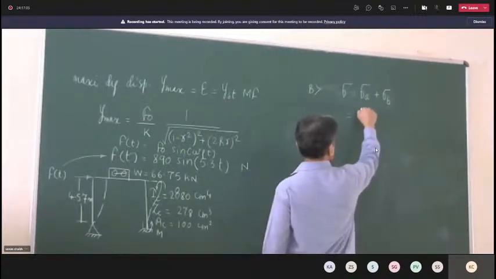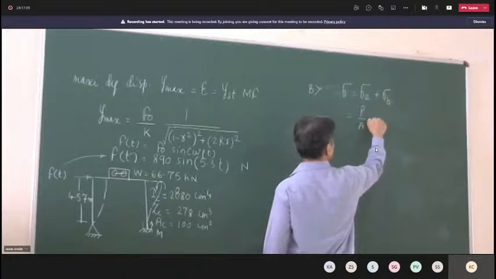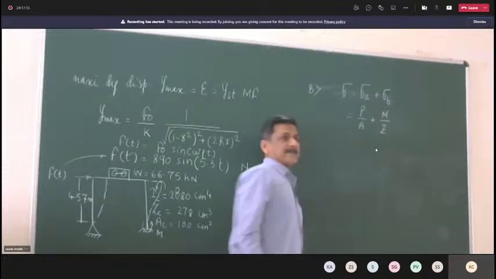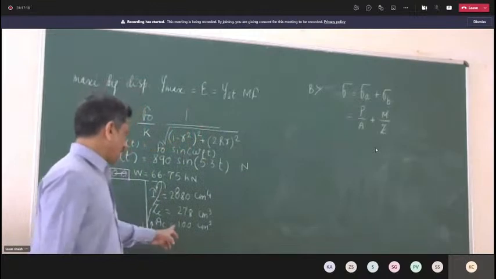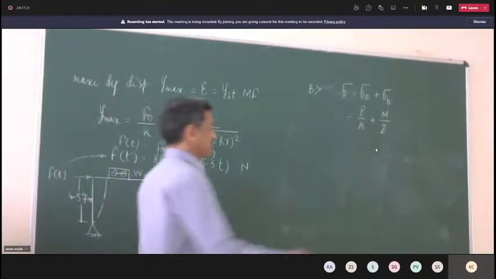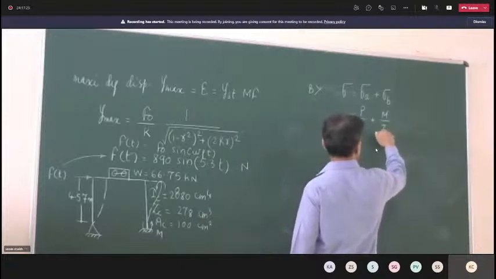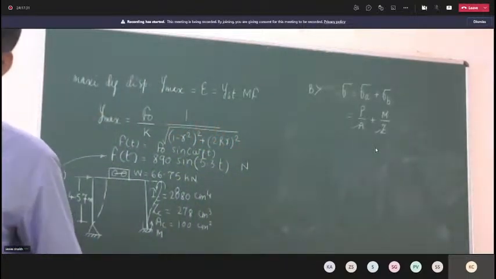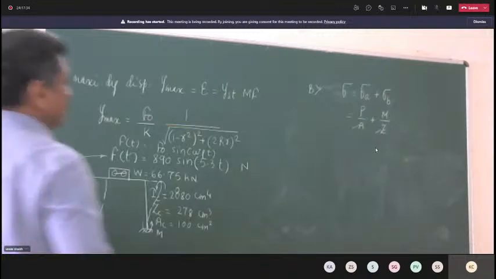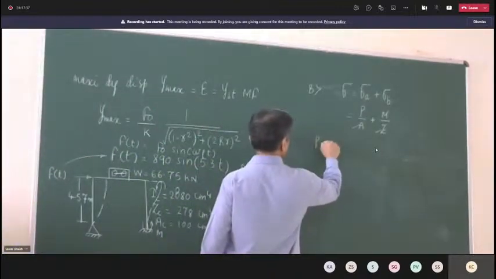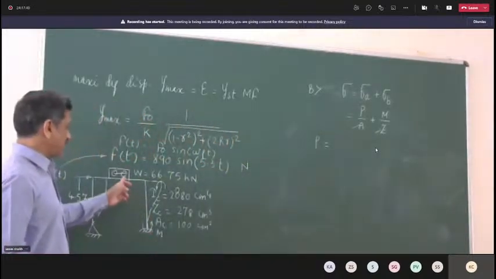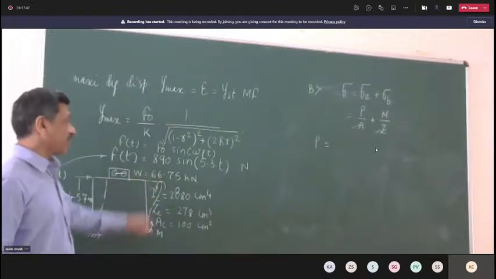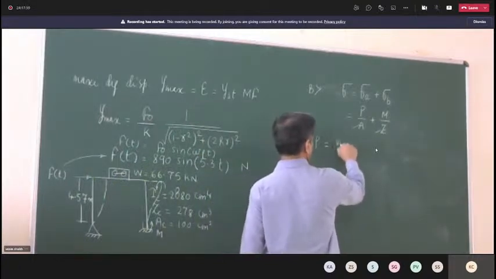In steel structures, we can calculate axial stress as P by A and bending stress as M by Z. I know the area of the column. I know the section modulus. Let us work out P and M. If you want to work out the axial force in the column approximately, I can say this weight is equally divided in two columns, though it may not be so, but approximately. I can take P equal to W by 2.